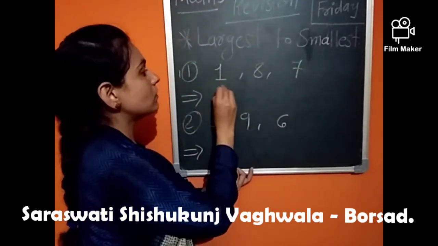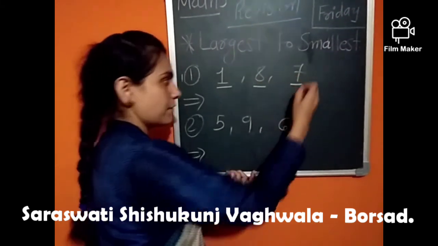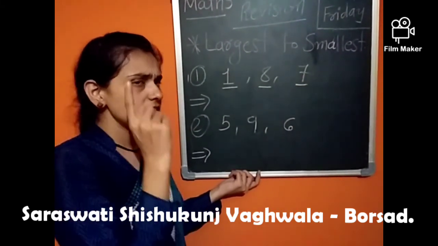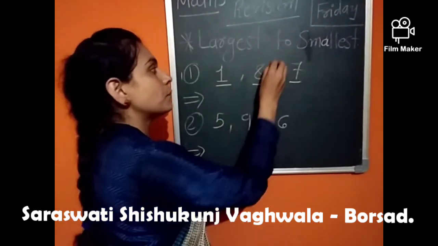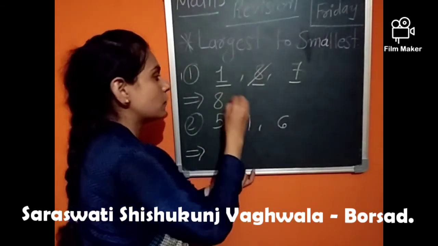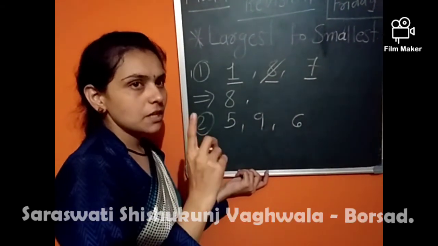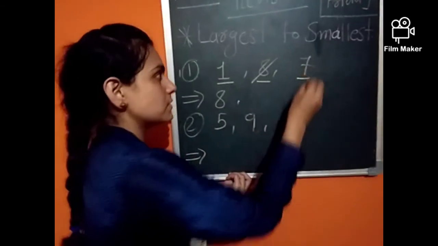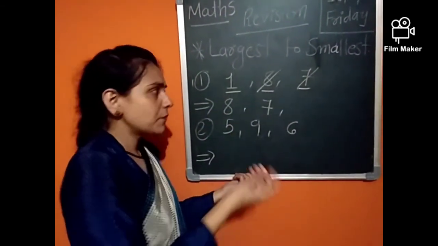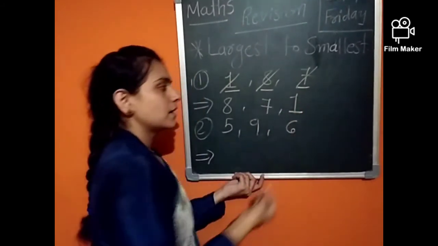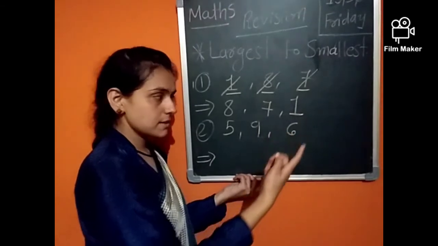Now first one, 1, 8, 7. So first draw underline 1, 8, 7. Now think which one is the big number, 1, 8 or 7? 8. So cut 8 and write it first. Then 1 and 7. Check which one is the big number, 1 or 7? 7. So cut it and write second position. Then only one remains. So cut it and write here. Understood? 8, 7 and 1. Happen largest to smallest.